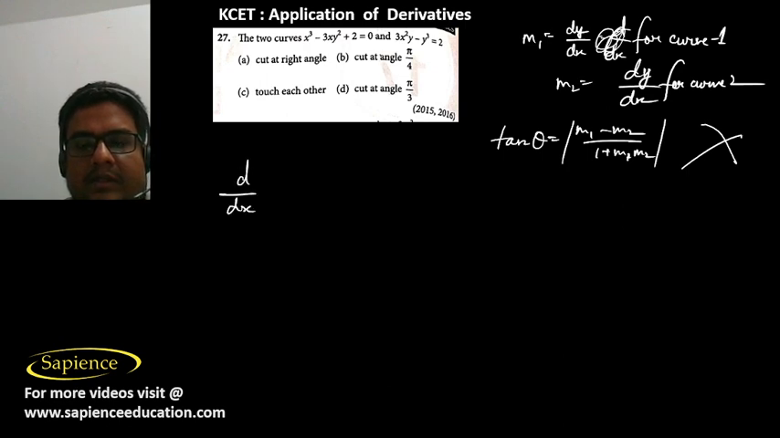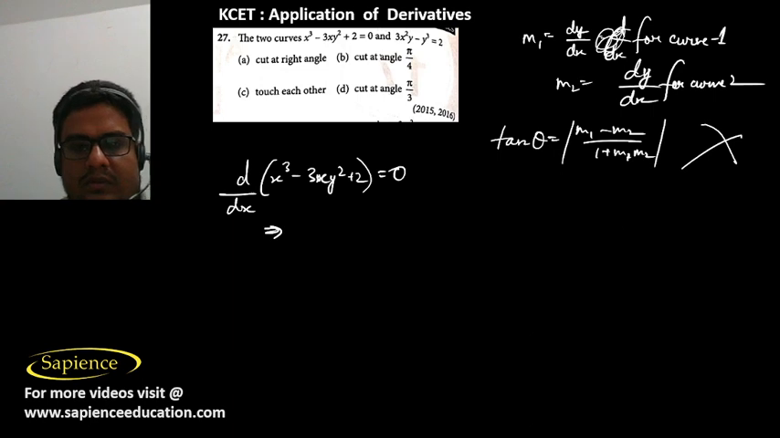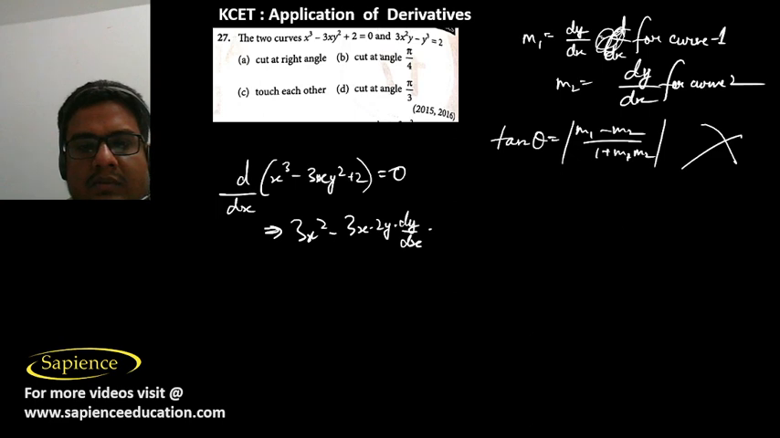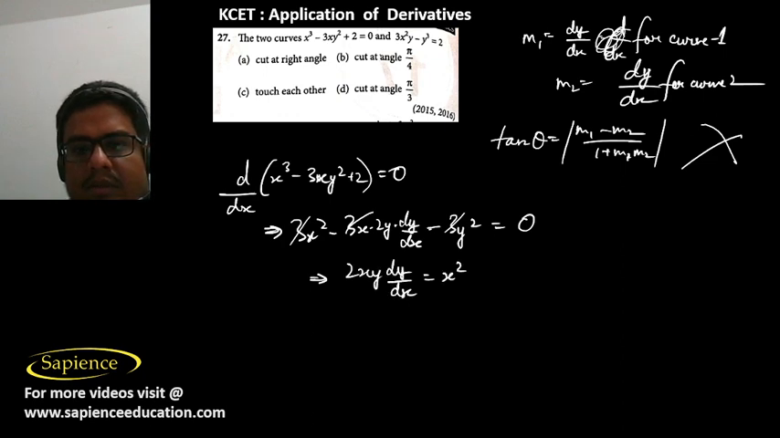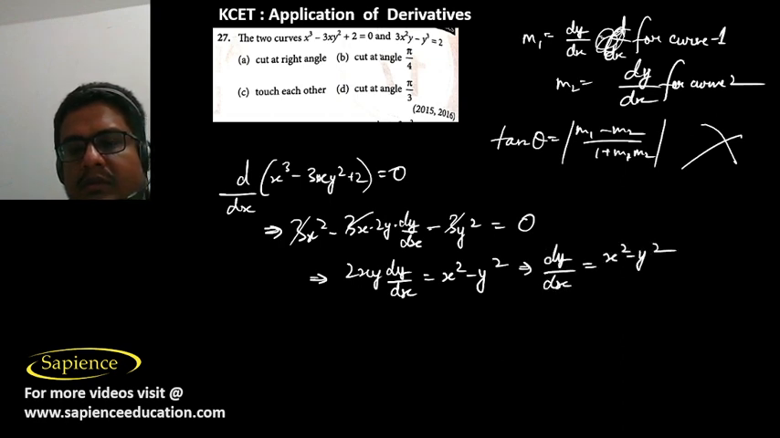We have to find d by dx of both sides: d by dx of x cube minus 3xy square plus 2. Therefore this will be 3x square minus 3x into 2y dy by dx minus the y square, that also I say 2xy into dy by dx, that is equal to x square minus y square. So dy by dx will be equal to x square minus y square divided by 2xy.